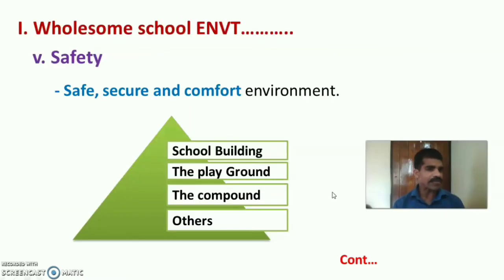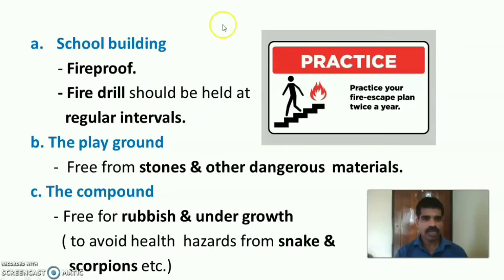Then the fifth major activity is safety. School should provide safe, secure and comfortable environment for the students. So safety in concern with the school building, safety in concern with the playground, safety in the compound and other safety measures. Let us discuss one by one. First is regarding school building. The school building should be fireproof. Then fire drills should be held at regular intervals.